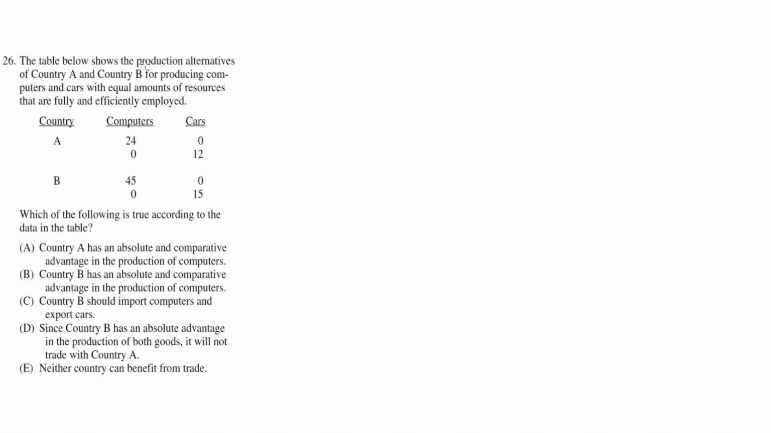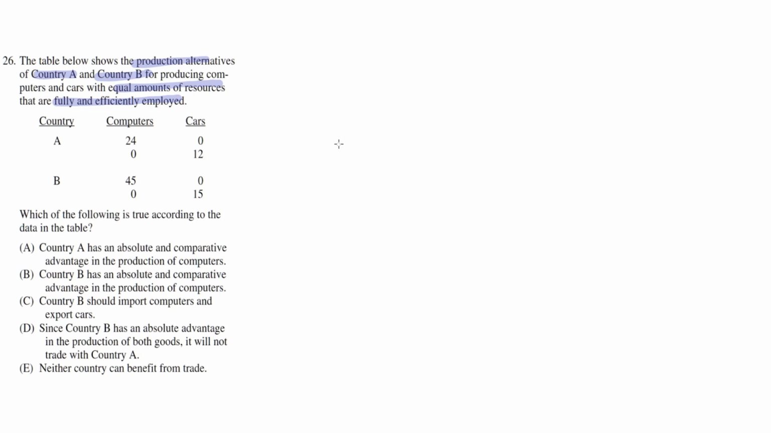The table below shows the production alternatives of country A and country B for producing computers and cars with equal amounts of resources that are fully and efficiently employed. Which of the following is true according to the data in the table? So in this question, we're given that there are two countries, country A and country B, and they're producing computers and cars, and we're asked to find which of the following option choices are true.